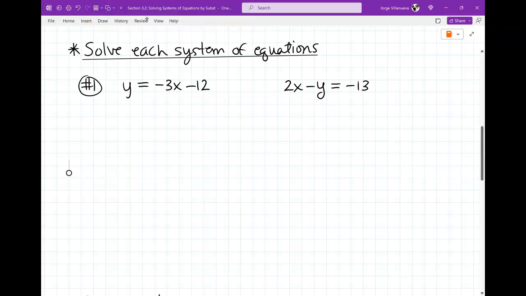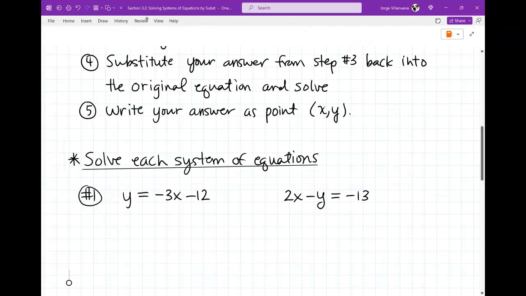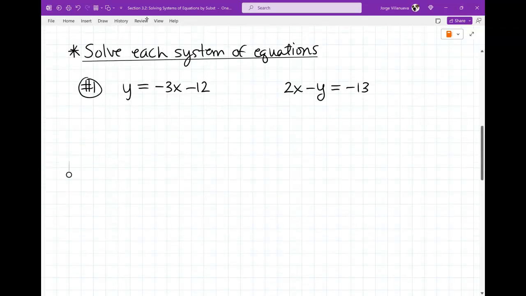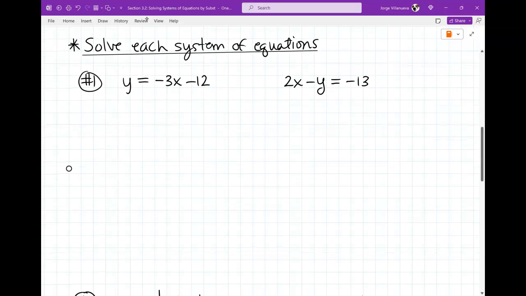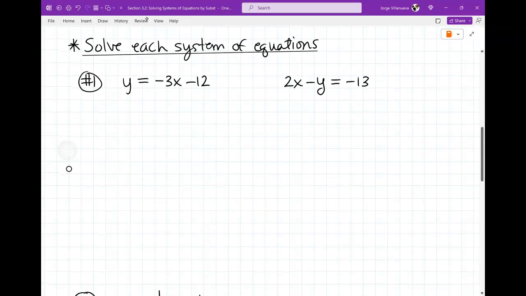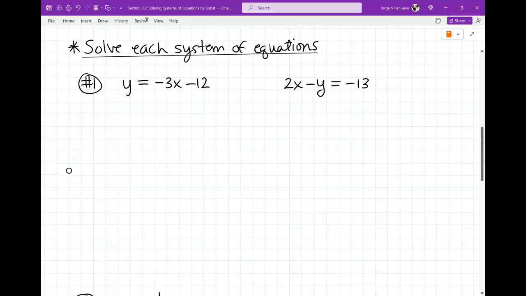So step number one, what am I supposed to look for in step number one? What does it say? All right. So remember, step one right here says write the equations side by side. I already did it, right? Step number two, select an equation that looks easy to solve for. Okay. So I have two equations right here. Which one looks like it's easiest to solve for? Left side or right side?